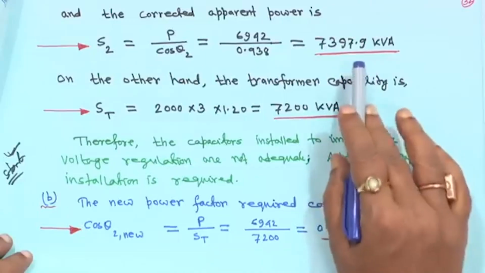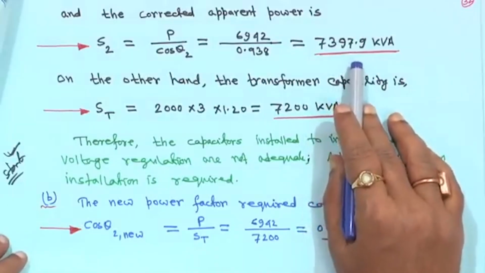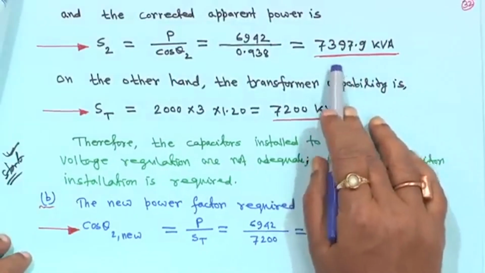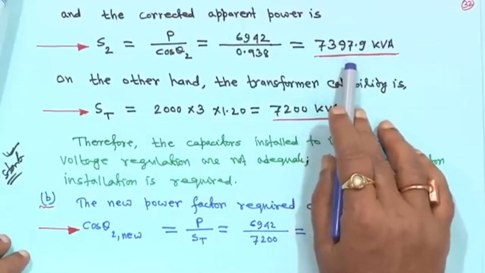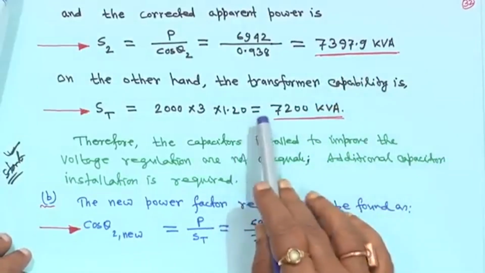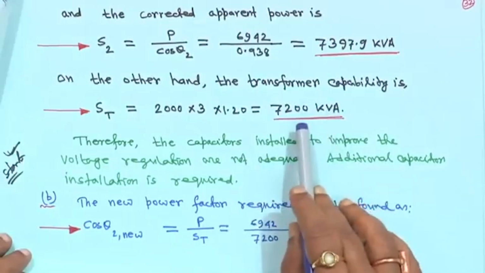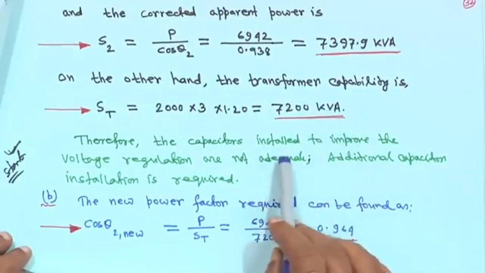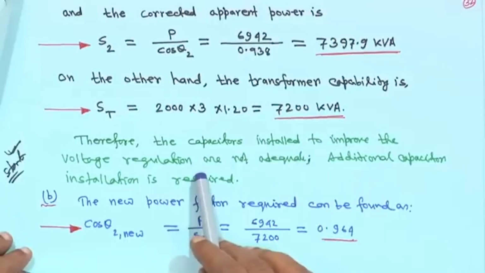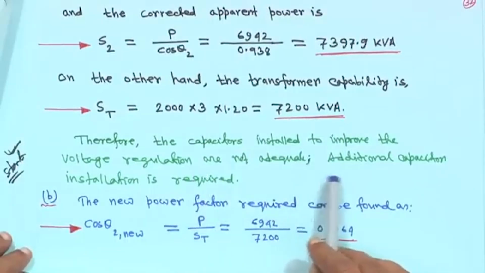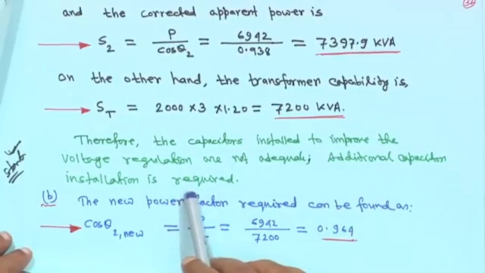Okay. So, we have seen that this S2 value is 7397.9 kVA, that means roughly 7398 kVA, and here the transformer capability is 7200 kVA. Therefore, the capacitors installed to improve the voltage regulation are not adequate. Therefore, additional capacitors are required.